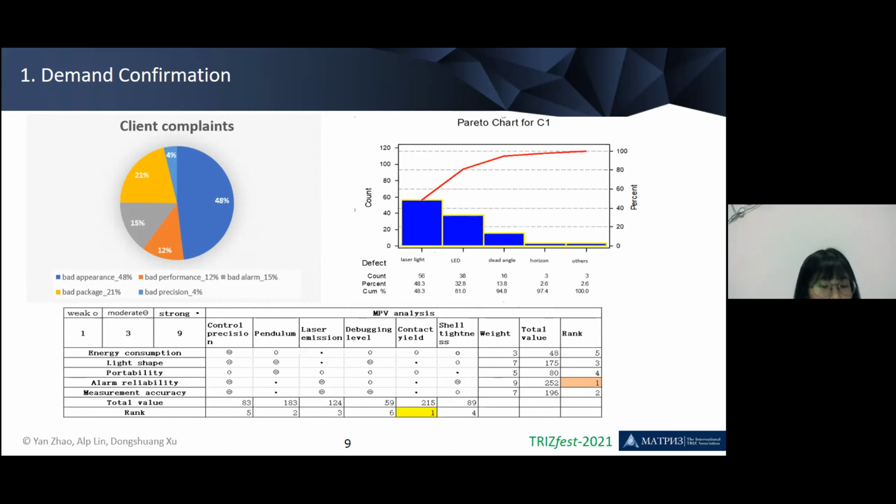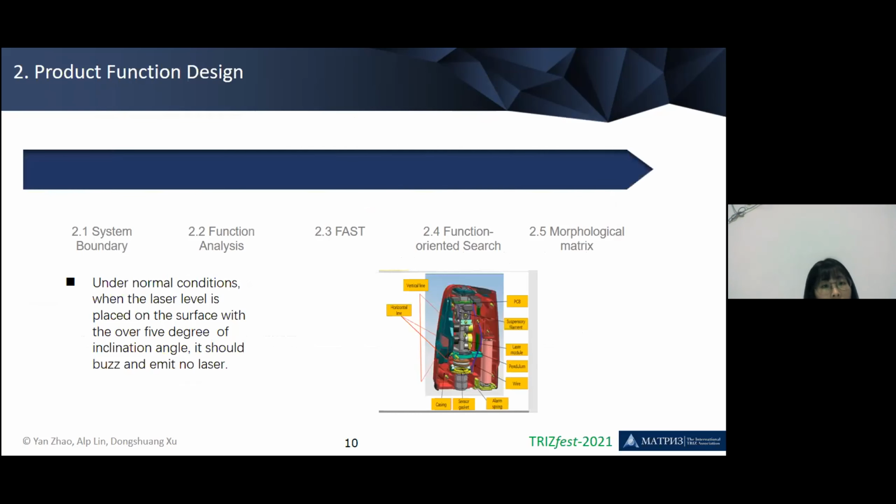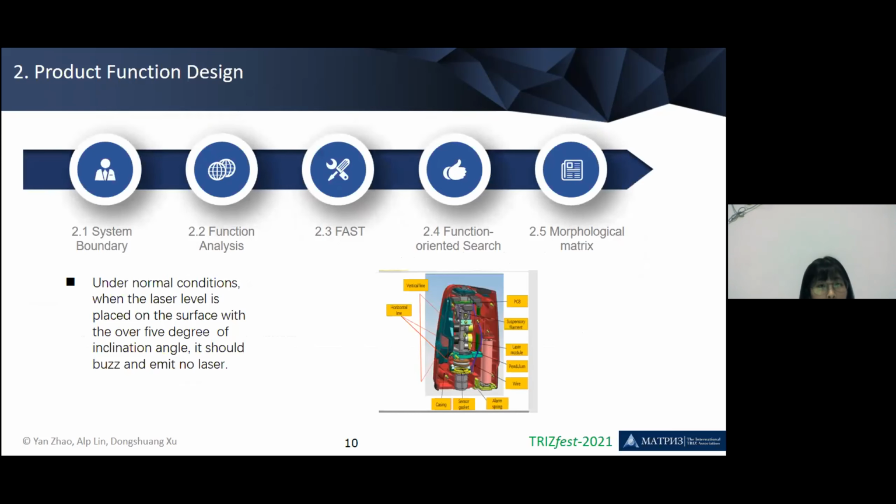And after we got the MSPB, we use MPV analysis and got the MFPB, like control precision, pendulum. We analyzed the relation between MSPB and MFPB and their ranking, and we found that there is a most important problem that the engineers should tackle, which is the alarm reliability. So we need to solve the problem to improve the alarm system and improve its alarm reliability. And then we can start to design our product function.